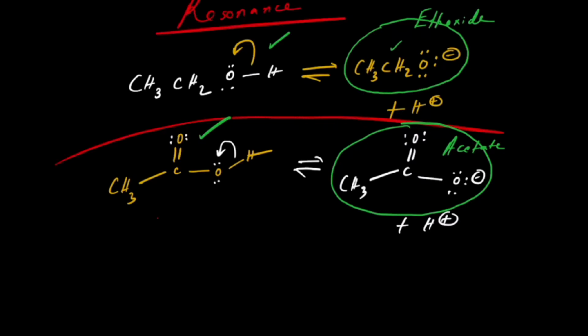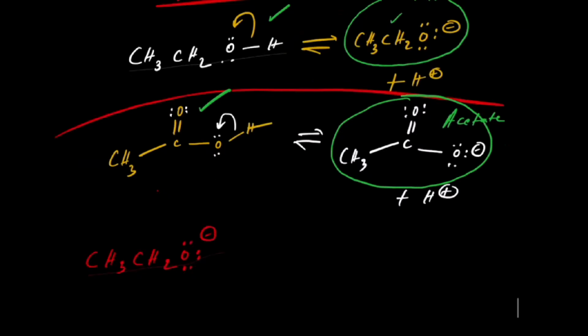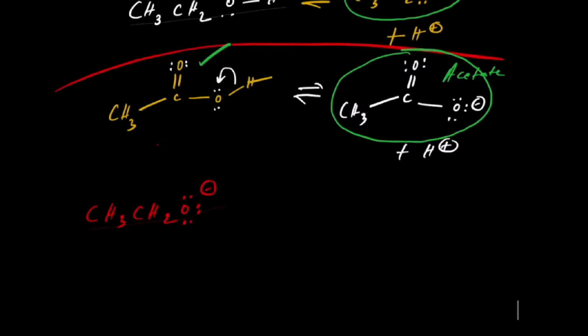If you look at ethoxide, the negative charge is on oxygen. Who is taking the responsibility of the negative charge? Oxygen is taking the responsibility of the negative charge. Whereas in acetate also the negative charge is on oxygen, but this can undergo resonance. What is the meaning of resonance?